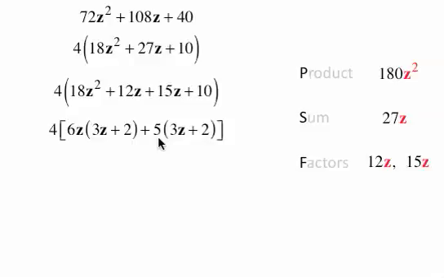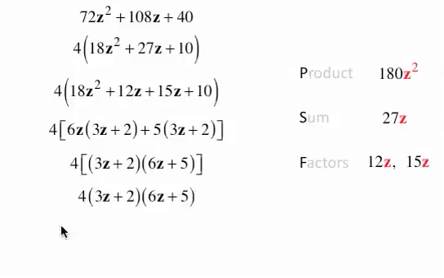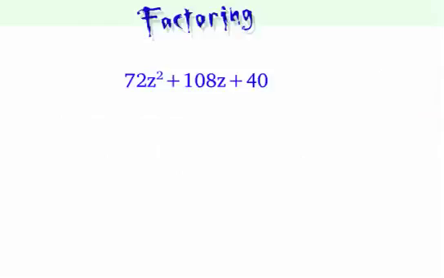Now, we factor out the identical brackets, and we're left with 6z plus 5. We don't need the square brackets anymore, so just get rid of them. And our final answer is 4 times (3z plus 2) times (6z plus 5). So let's go and answer our question. So here we are, just type that in: 4 times (3z plus 2) times (6z plus 5).